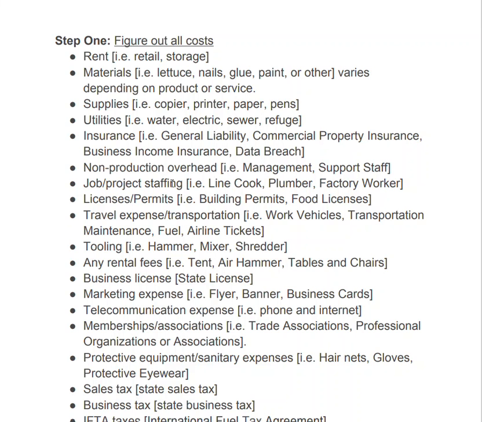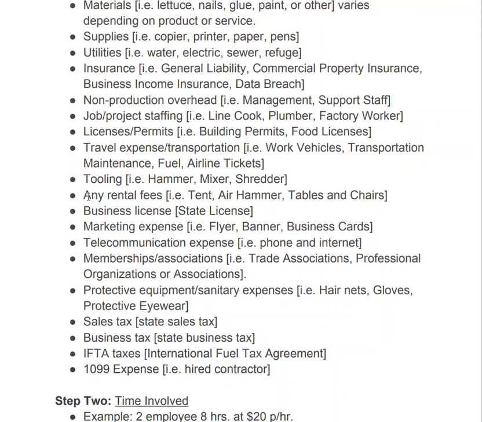Who am I getting? Who's coming in? What are their costs? What are their expenses? Licensing, permits, travel expenses, tooling, rental fees.